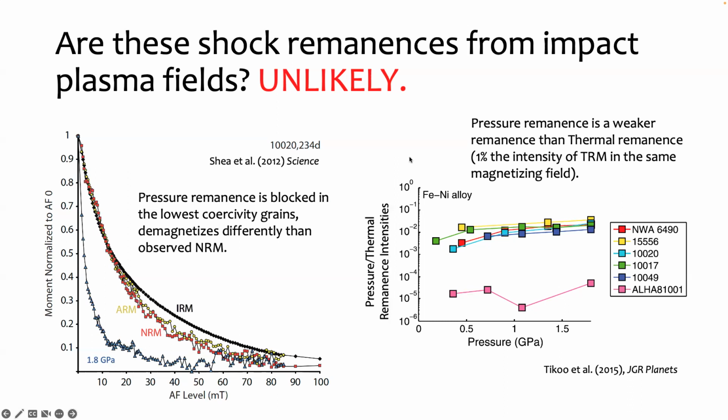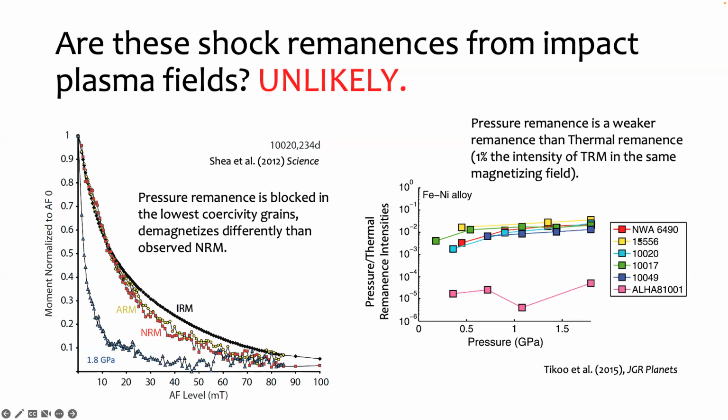The other thing to keep in mind is that pressure remanence or shock remanence is a weaker form of remanence than a thermal remnant magnetization. If you give the sample a thermal magnetization and a shock magnetization in the same field intensity as each other, the shock remanence is only going to be 1% of the intensity of a thermal remanence, or 10 to the negative 2 for moon rocks.